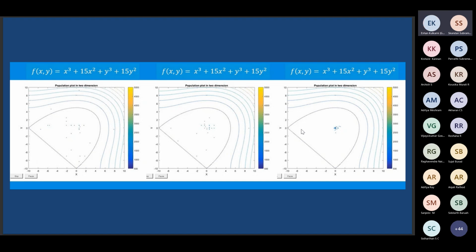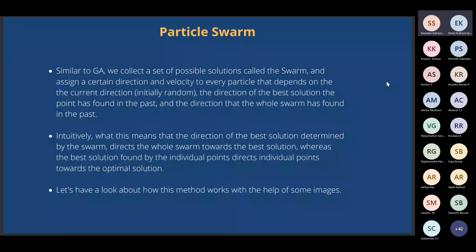One more method that we will look at that is a bit similar to genetic algorithm is called particle swarm. Similar to genetic algorithm, initially we collect a set of possible solutions. In genetic algorithm, it was called a population. Here it is called the swarm. We assign a certain velocity and direction to these points. In what direction and at what velocity they will travel depends upon the best solution that an individual point has found and the best solution that the whole swarm has found.